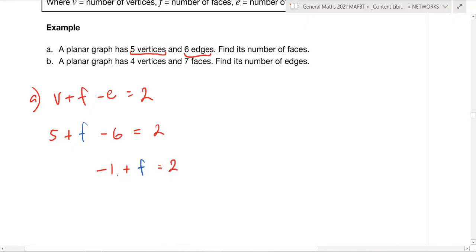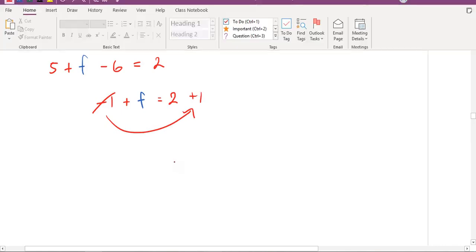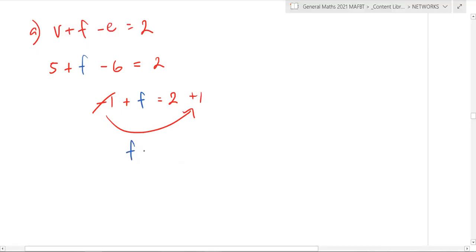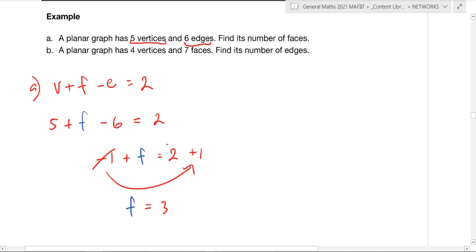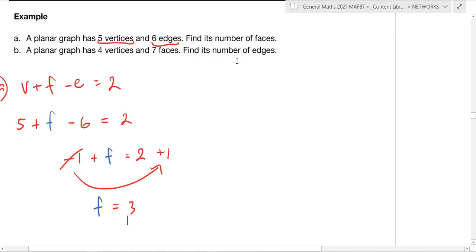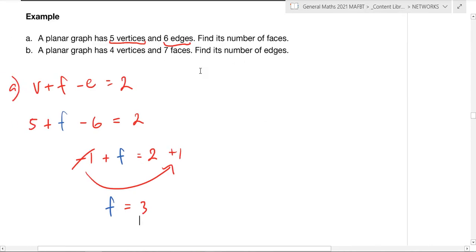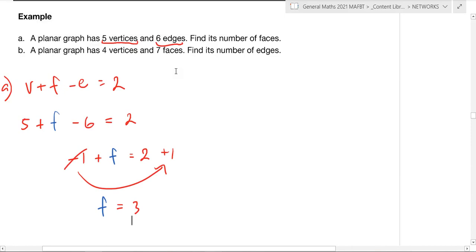Here I want to isolate the F, so this is a minus 1. Get rid of it. Here it becomes a plus 1. Therefore, F in this case equals 3. So the number of faces equals 3. Sometimes what will happen with these questions is you've got a graph with 5 vertices, 6 edges, and it has 3 faces, and now you have to draw this planar graph.